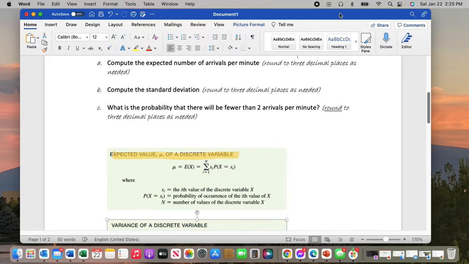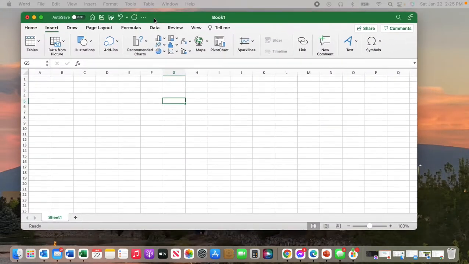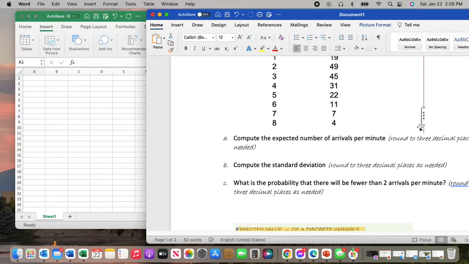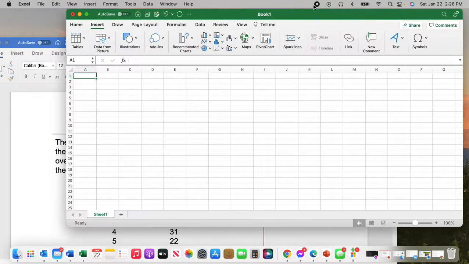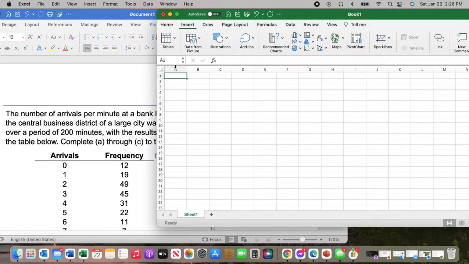Okay, so let's start working on this. I am going to open a brand new book in Excel. And again, we're going to use Excel because it's so much easier to manipulate data. Here is a new book. Let me just type the data that we're getting from the problem here. Okay, so we have arrivals, and then we have our frequency.